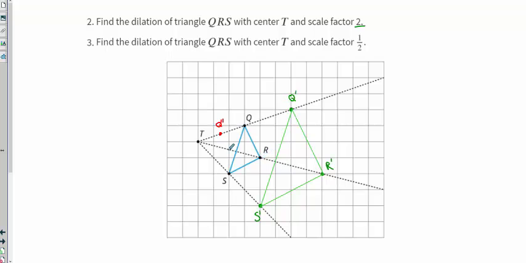And R, we're going down 1 and over 1, 2, 3, 4. So we're going to go down 1/2 and over 2. And that's going to be R. And then S, we're going down 2 over 2, and we want half of that, down 1 over 1. That's going to be S. So now our new shape looks like this.